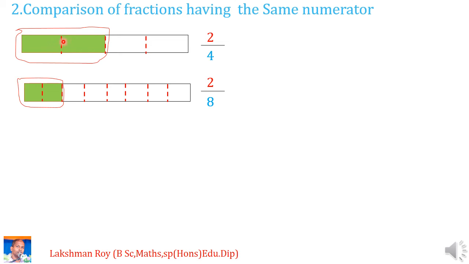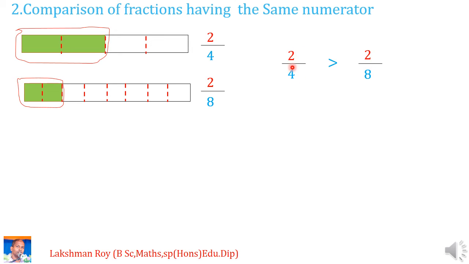So you can see here 2/4 and 2/8, right? Now the numerator is the same, 2, but the denominator is not the same. This part is big, that means 2/4 is big. Now what idea can you get? The numerator is the same, denominator 4 and denominator 8. 4 is less than 8, so the fraction with the lesser denominator is big, right?